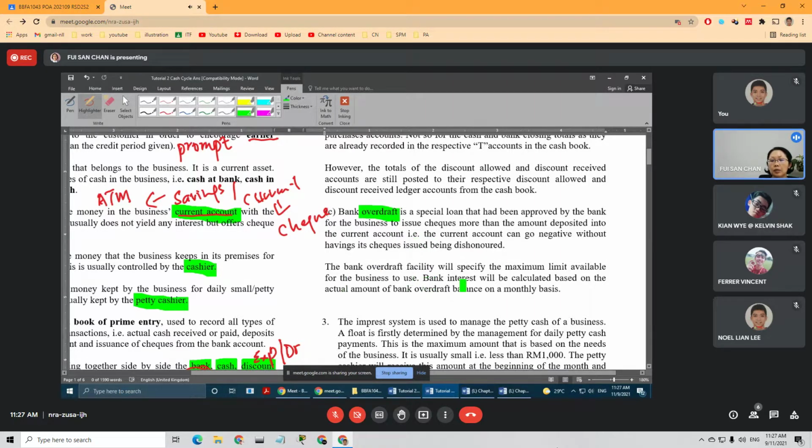The bank overdraft facility will specify the maximum limit available for the business to use. Normally the bank will tell you how much your maximum limit is. Let's say your maximum limit is 10,000. Then maximum you can only withdraw up to 10,000.